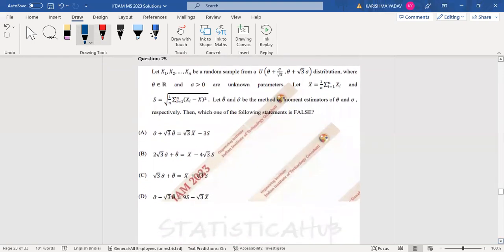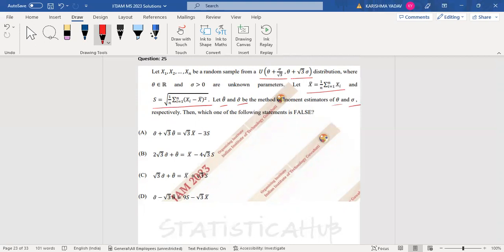So it is saying that x1, x2 to xn be a random sample from a uniform (theta plus 1 by root 3, theta plus root 3 sigma) distribution, where theta belongs to R and sigma is greater than 0 are unknown parameters. Let x bar equal 1 by n sigma xi and s equal root of 1 by n sigma (xi minus x bar) whole square. It is also given that theta cap and sigma cap be the method of moment estimators of theta and sigma respectively, then which one of the following statements is false?